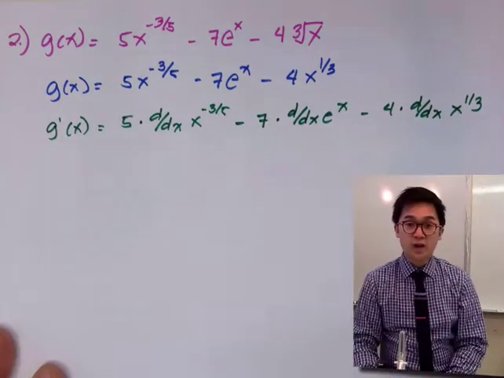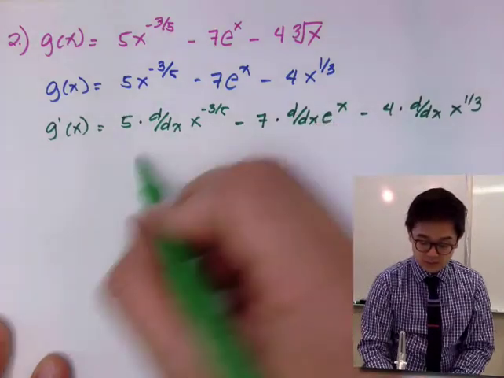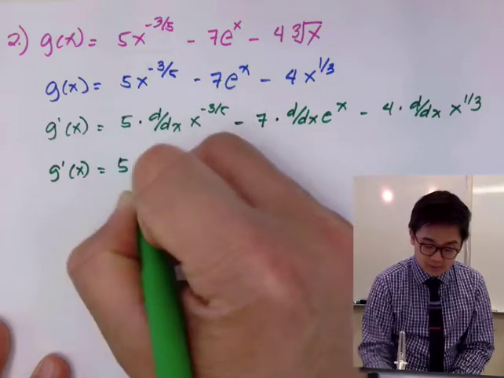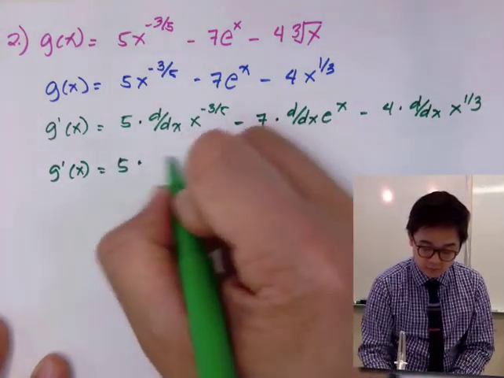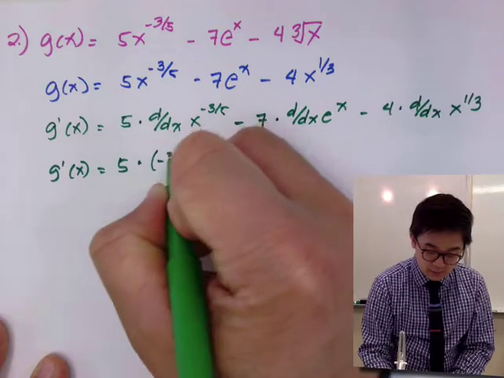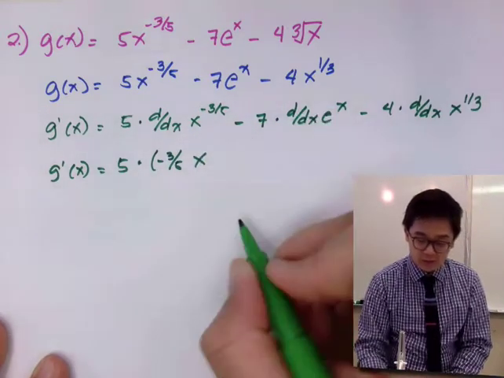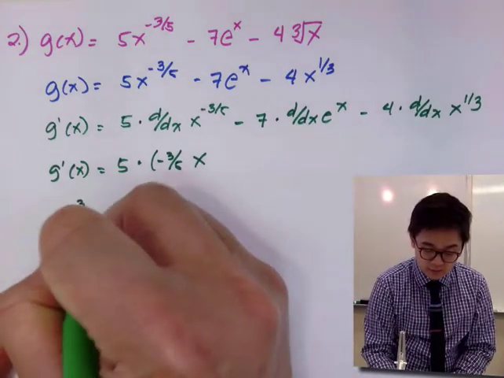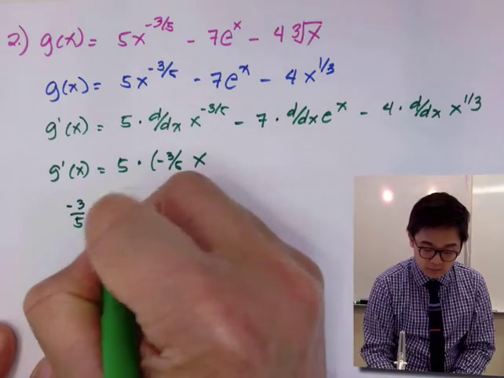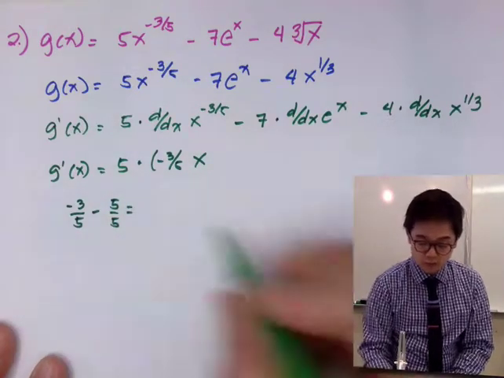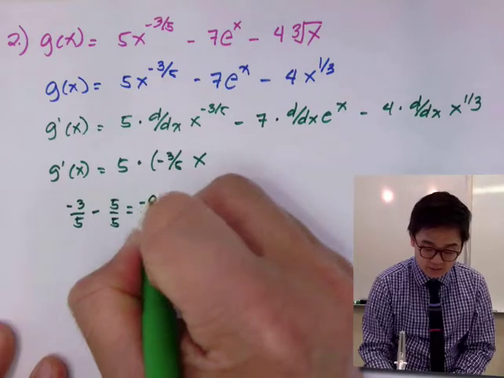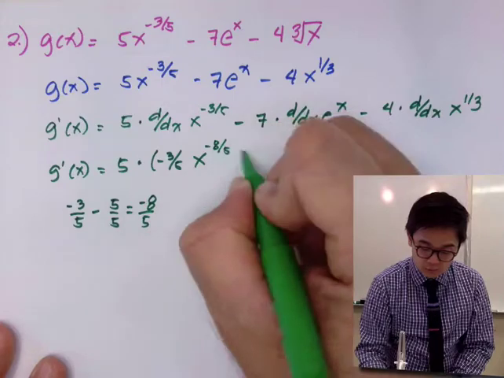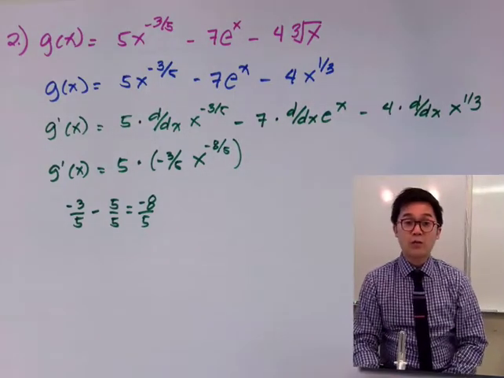So let's go ahead and find the derivative of the first term, which is simply g prime of x is equal to 5 times the derivative of x to the negative 3 over 5, which would simply be negative 3 all over 5 x to the, so let's subtract 1 from negative 3 over 5. So we have negative 3 over 5 minus 5 over 5, which is also 1, which will give us negative 8 all over 5. So this is negative 8 all over 5. So that's the derivative of our first term.